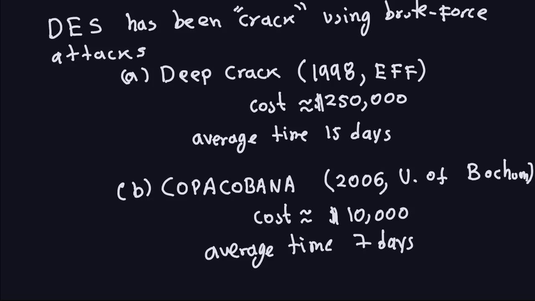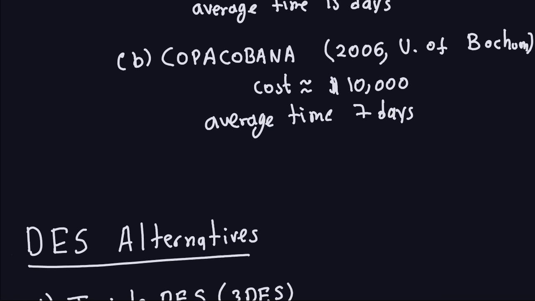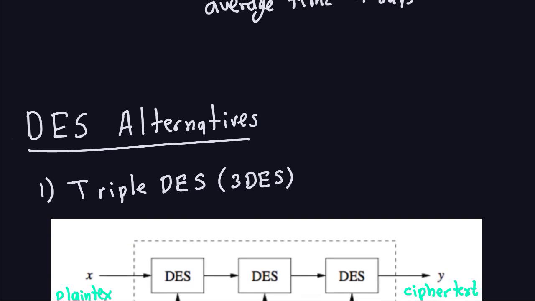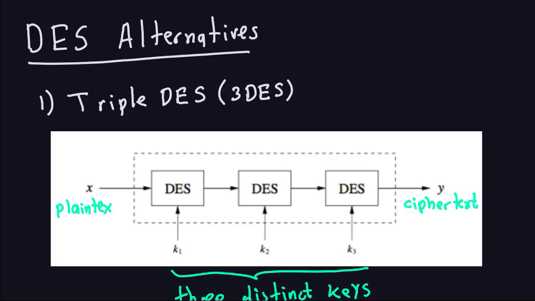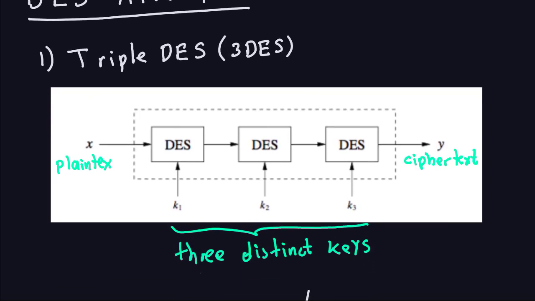Now, what we're going to look at later is the alternatives. If this is not the one that is actually secure right now, what are the alternatives to DES? One of them is a variation of DES called triple DES, or 3DES. Basically, what it does is you apply DES 3 times to the plain text.